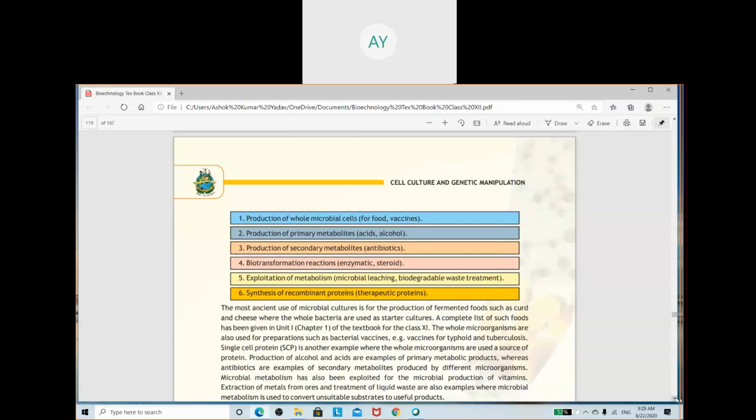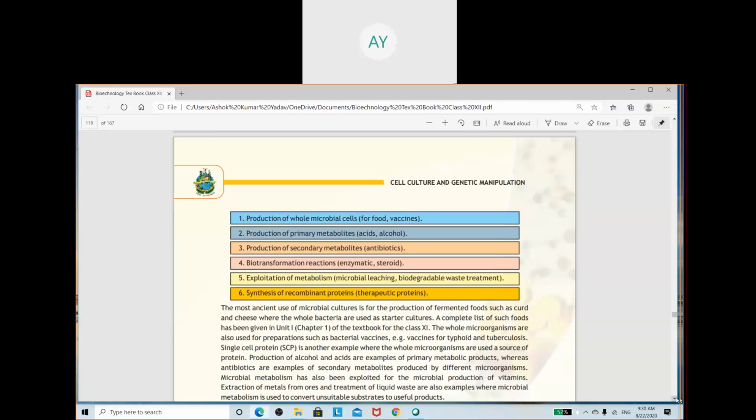Okay. Next example is vaccine production. You know vaccines: typhoid vaccine, Salmonella typhi; tetanus, which is caused by Clostridium tetani; and tuberculosis. So there are so many vaccines produced through the respective bacteria through this microbial cell culture.